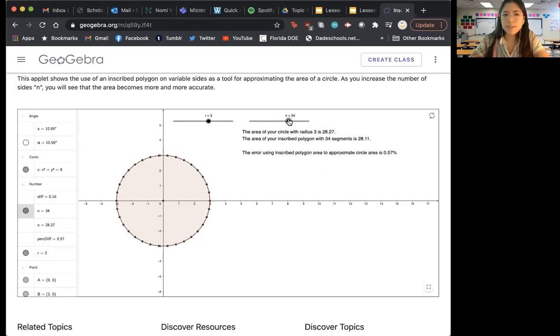And I can have this go as far as I can. As I add more triangles, the number gets closer and closer to the actual area. If I go the other way, it gets further and further. So that's kind of how this works. Do I have questions on this?